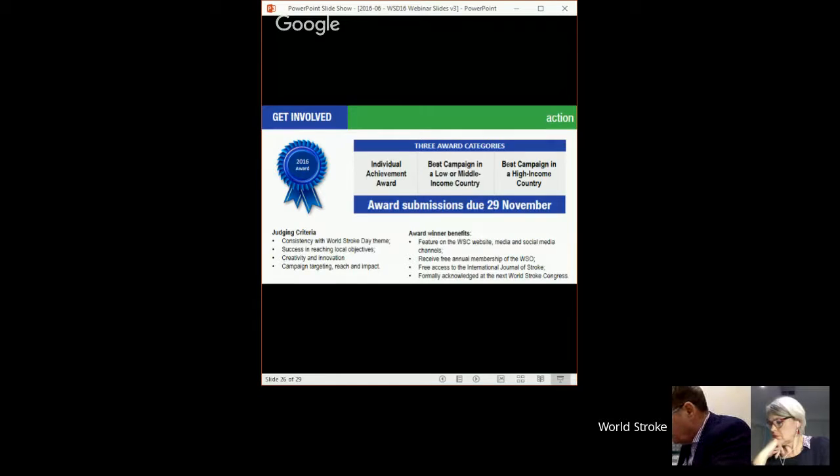And here's a bit more information about our awards. So nominations will close on the 29th of November, so a month after World Stroke Day. And there's 3 award categories, so Individual Achievement Award, Best Campaign in a Low or Middle Income Country, and Best Campaign in a High Income Country. And more information about these awards and previous award winners and benefits to the award winners are also available on our website.